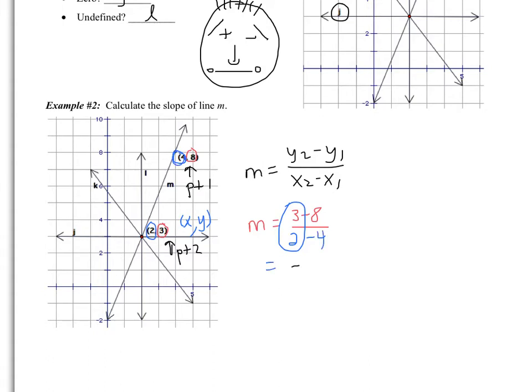3 subtract 8 is negative 5. 2 subtract 4 is negative 2. My negatives cancel, so I end up with 5 over 2. And looking at my line, that makes sense. My line is rising, so it should have a positive slope.